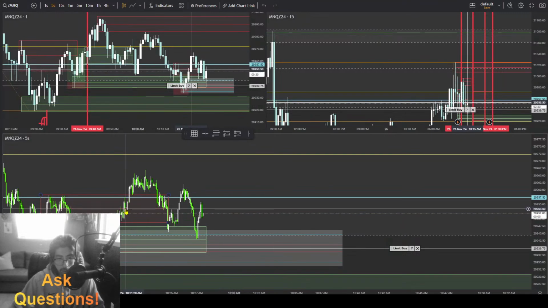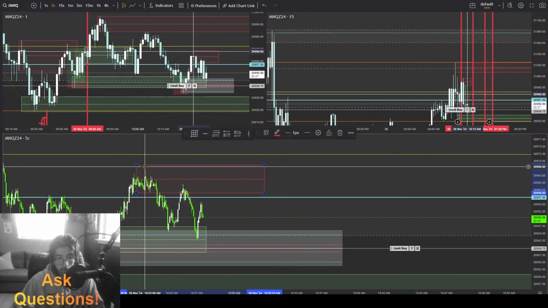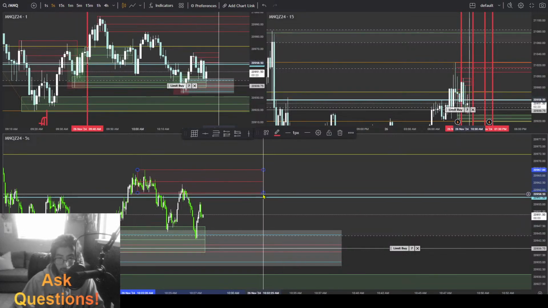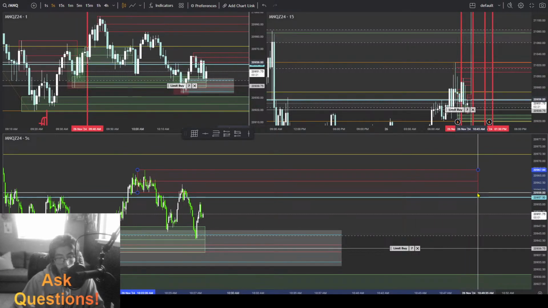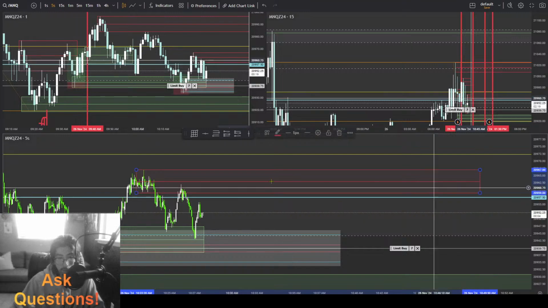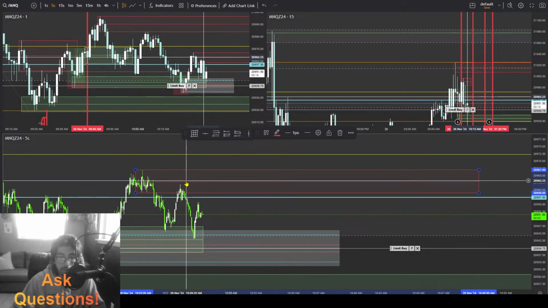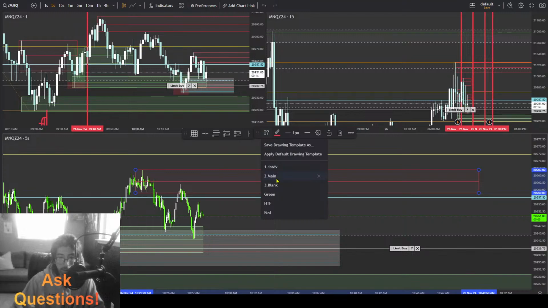Let's see here. Oh, let me just mark this out. Obviously not going to trade it, but just have it marked out. It kind of is a textbook setup. There's a tap, the breaker structure, and then it honestly mitigated it. It filled it. It just didn't reach.